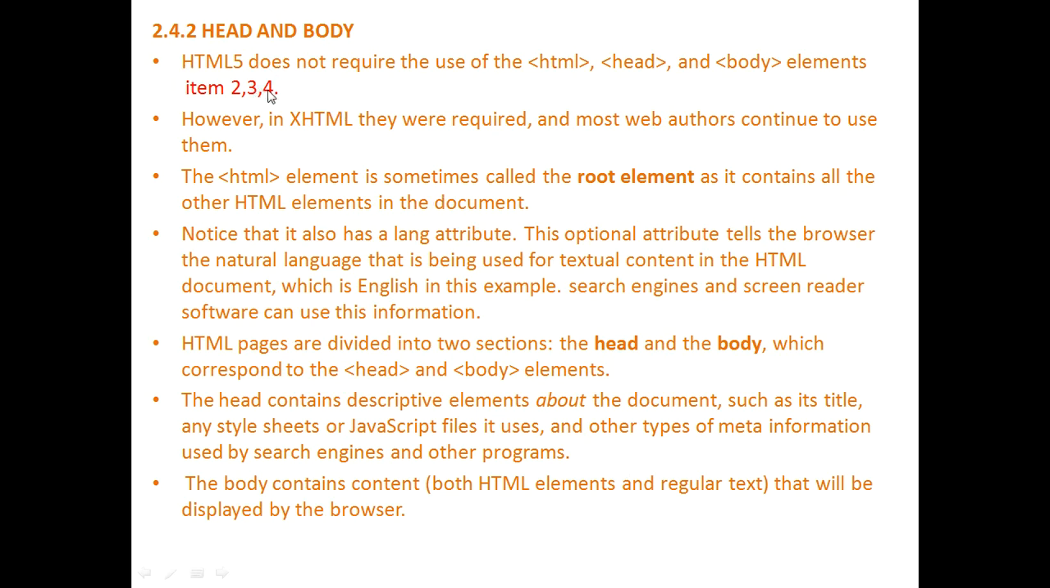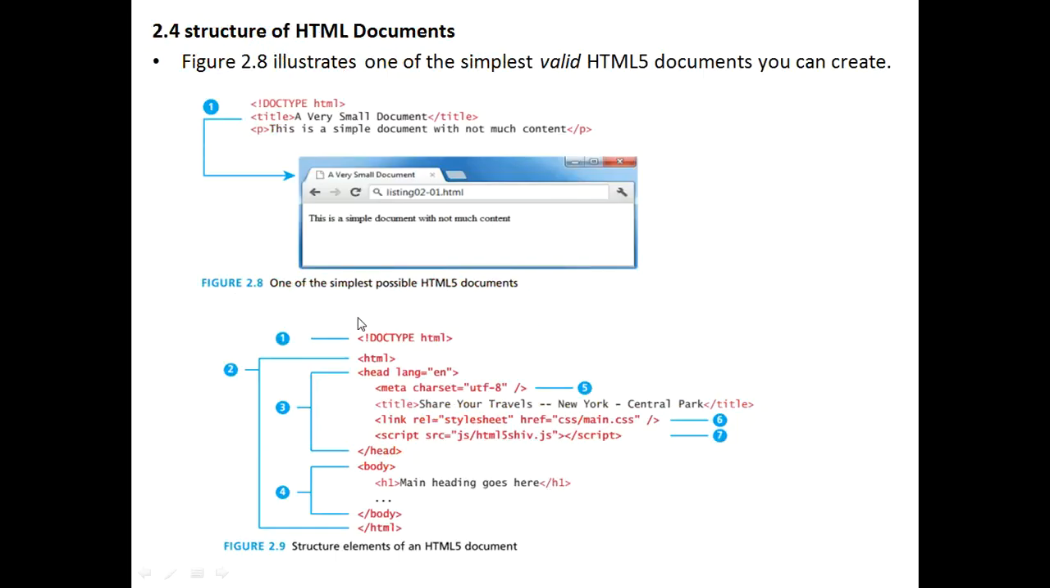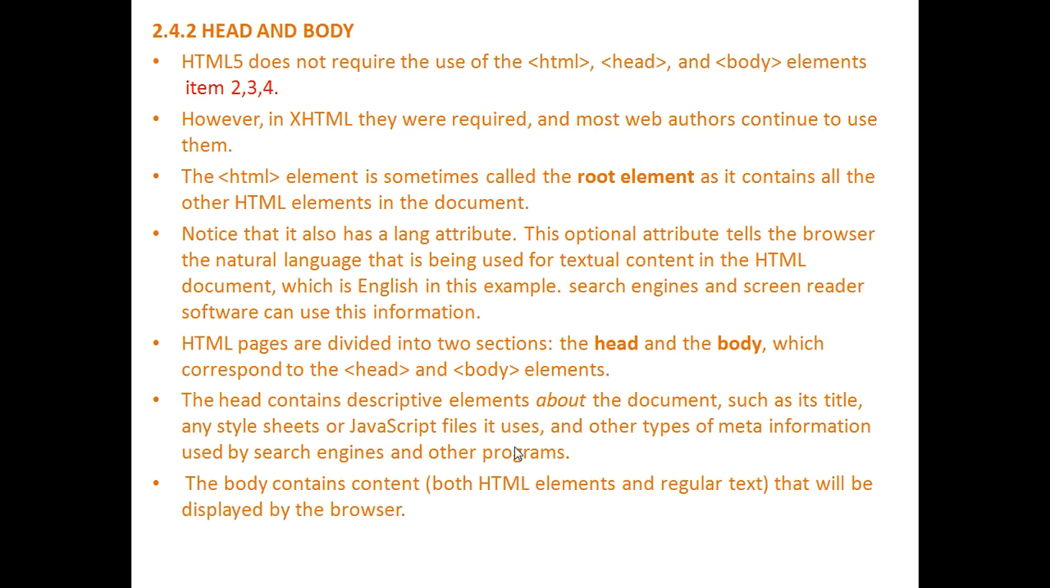Next one is 2, 3, 4. Where are the 2, 3, 4? 2 is html, 3 is head, 4 is body. These are the elements we are discussing: HTML, head and body elements. Why do we need to use them? However, in XHTML they were required and most web authors continue to use them. It means that in XHTML, explicitly you have to mention html, head and body.